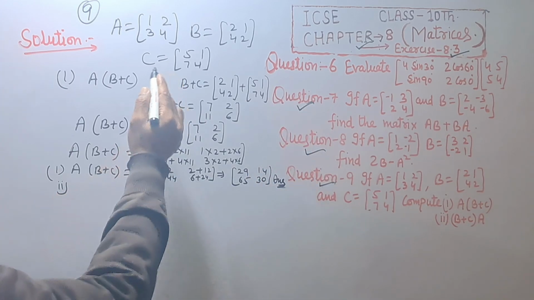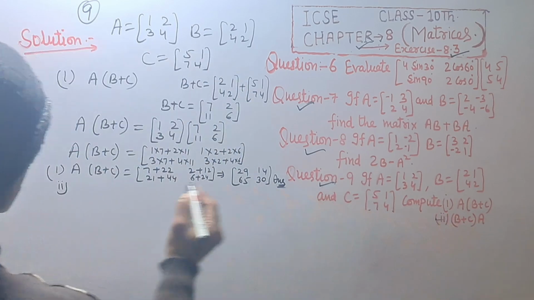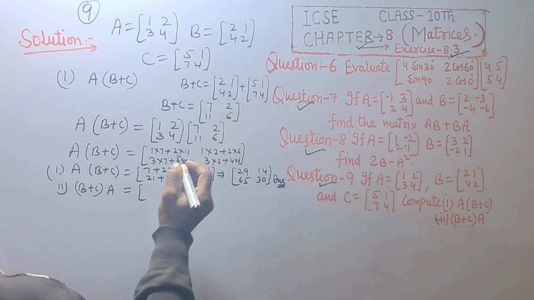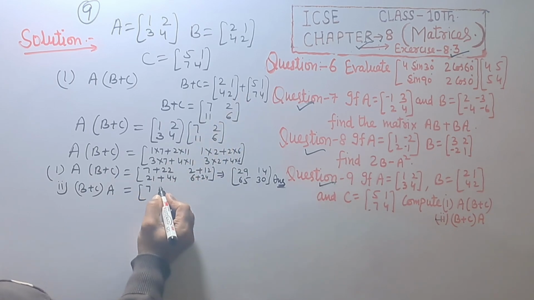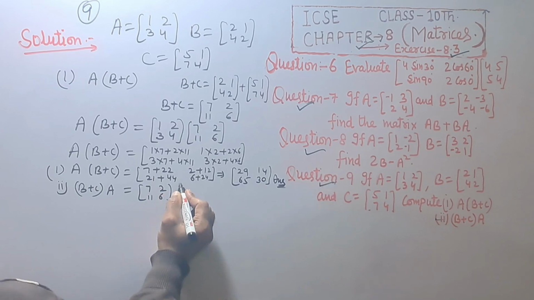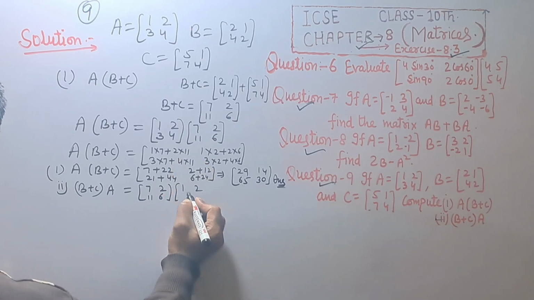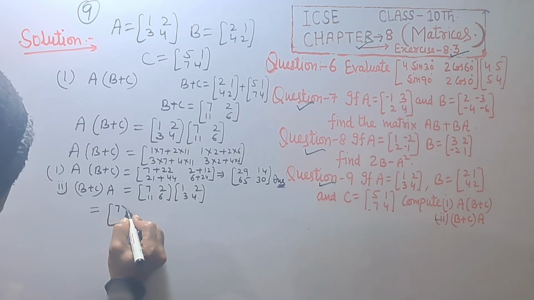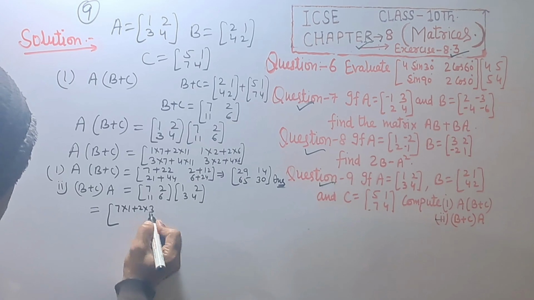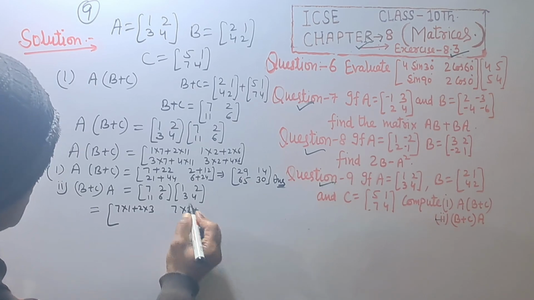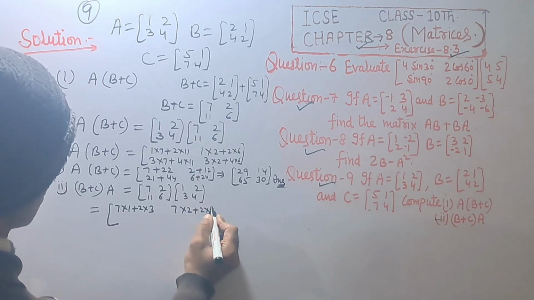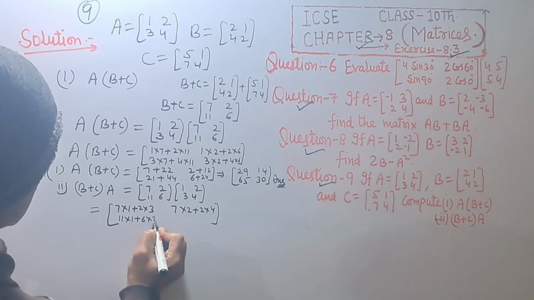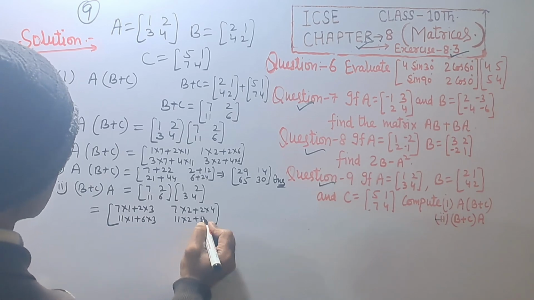And second part, B plus C into A. B plus C is [7, 2; 11, 6] and A is [1, 2; 3, 4]. That is equal to 7 multiplied by 1 plus 2 multiplied by 3. 7 multiplied by 2 plus 2 multiplied by 4. 11 into 1 plus 6 into 3. 11 into 2 plus 6 into 4.